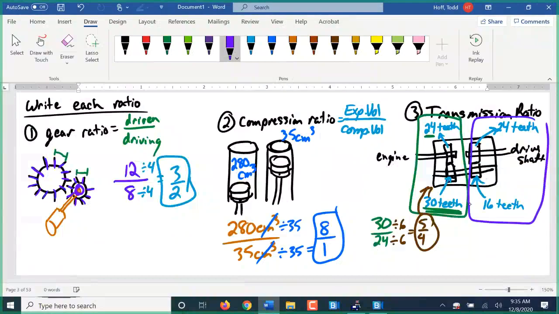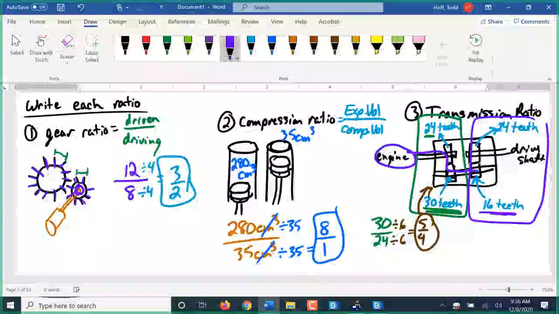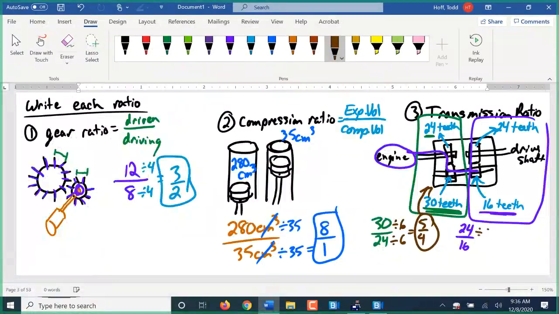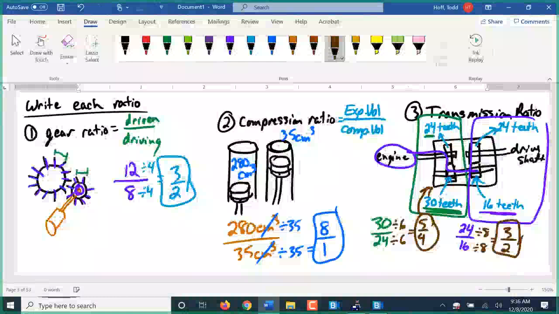In this case, the 16-tooth gear is the one that is more directly linked to power. So if I separate those 2 gears, the 16-tooth gear is going to keep running, keep moving. That's my driving gear. The 24-tooth gear would stop. That's the driven gear. Once again, let's reduce those. Both of those numbers can divide by 8. 24 divided by 8 is 3. 16 divided by 8 is 2. So that's a 3-to-2 gear ratio.